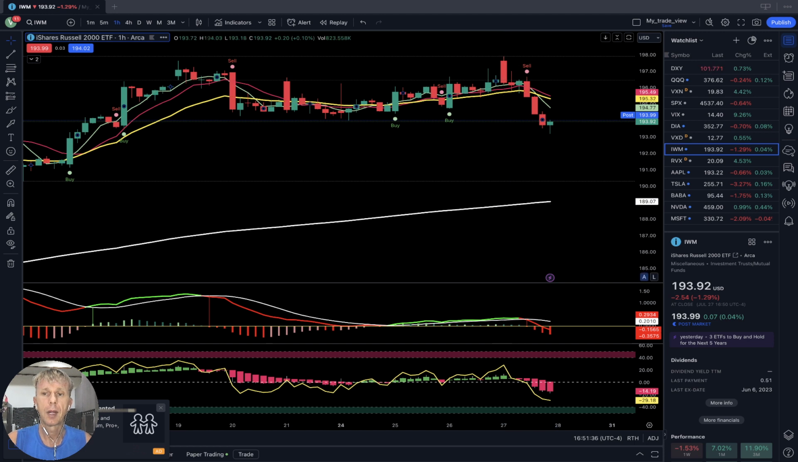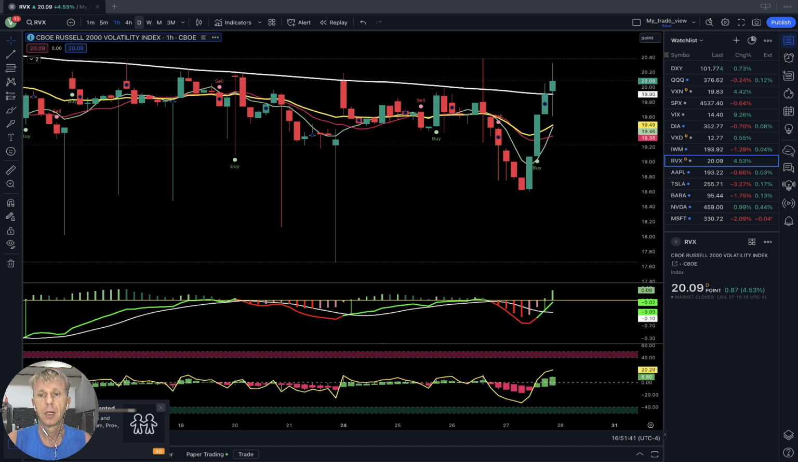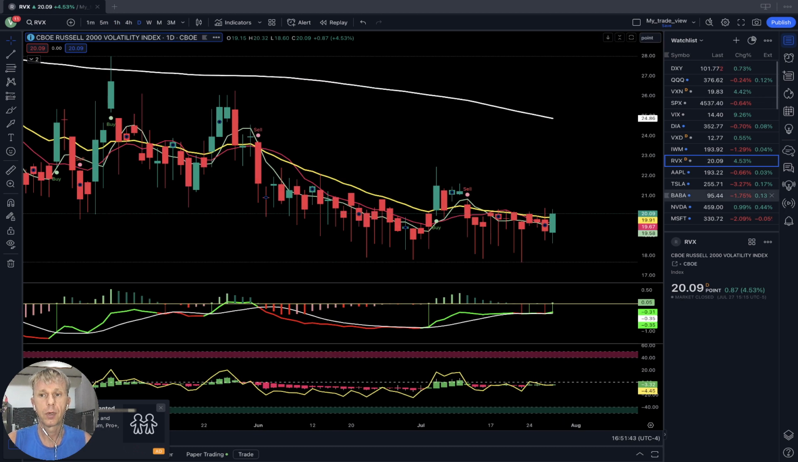Now let's move to RVX, the Russell 2000 volatility index. It is positive today, plus 4.5%. Now, some investors are buying some volatility indexes. They're buying some protection. That's new. We didn't observe it before. Now it's green, it's bullish, it's bearish for IWM.